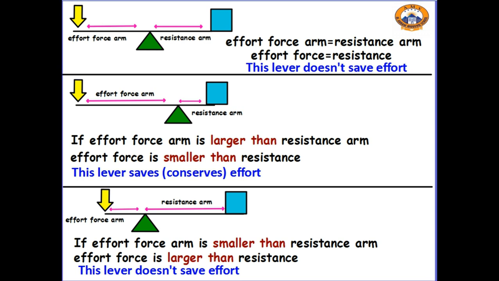Now let me ask you, do all the first class levers save effort? No, not all of them. Some of them. The first class levers sometimes save effort, only when the effort force arm is longer than the resistance arm. Because when the effort force arm is longer, the F, or the effort force, would be smaller, and that's what we need. We need to do less effort in order to save our effort. So this type of lever, case number 2, is the one that conserves or saves effort.